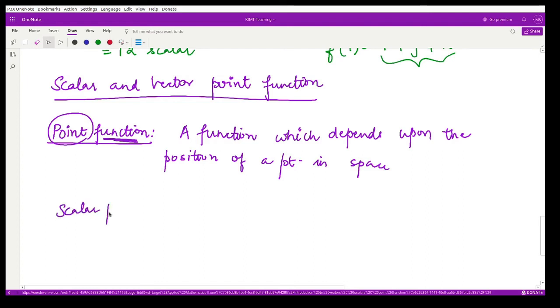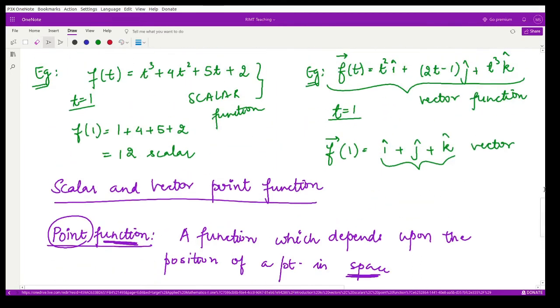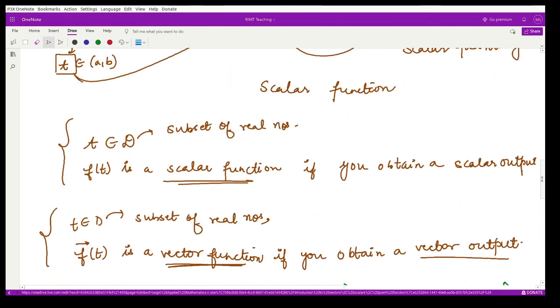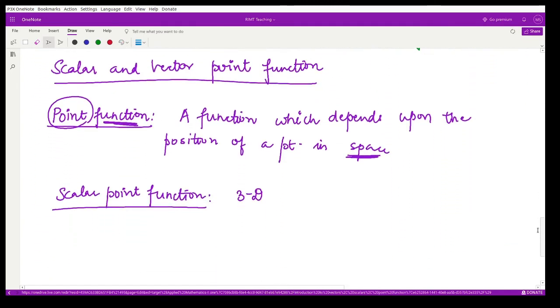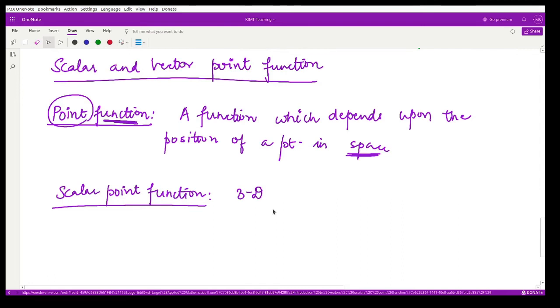So scalar point function. Here in point function we are talking about space. So that means we are in 3 dimensions. In the scalar and vector functions, we were in the one dimension line, right? Because we took the subset to be that of real numbers, and what is a real number? That is only one dimension. So accordingly here we are in 3 dimensions, and so scalar point function is what?